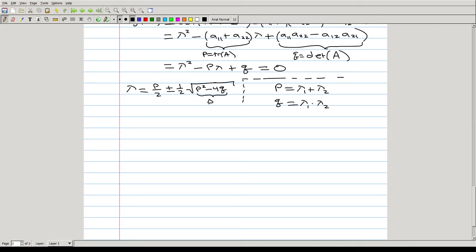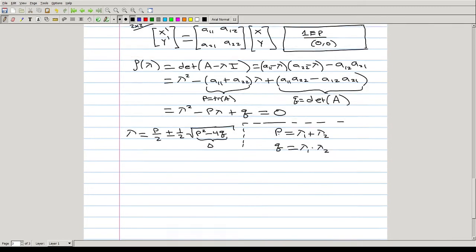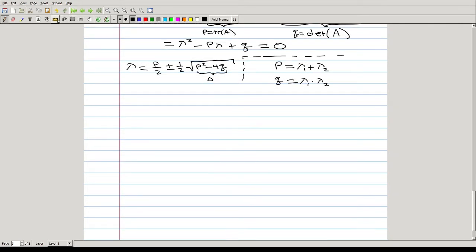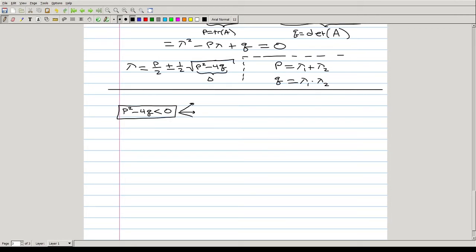However, let's go through and try and classify these critical points, or we'll try and classify this equilibrium point under various circumstances. So the first circumstance is the case of p squared minus 4q is less than 0. So if the discriminant delta is less than 0, we actually have 3 subcases that are all different here. The first is p less than 0. The second is p equal to 0. And the third is p greater than 0.